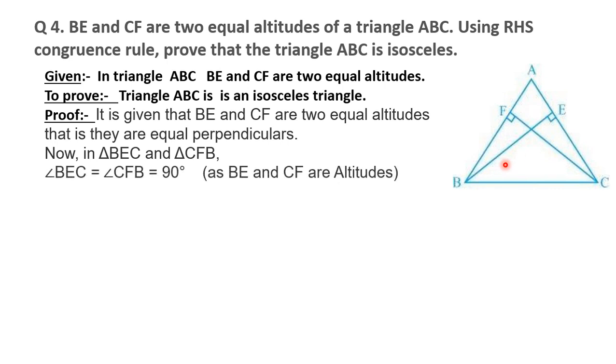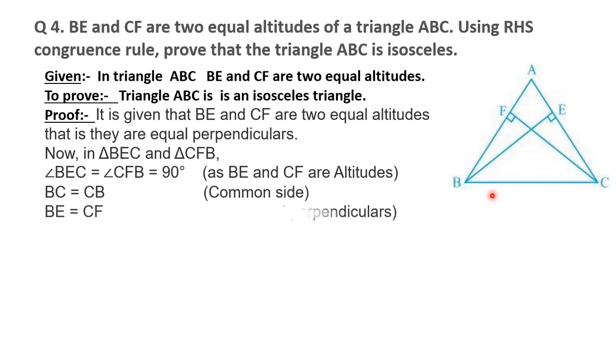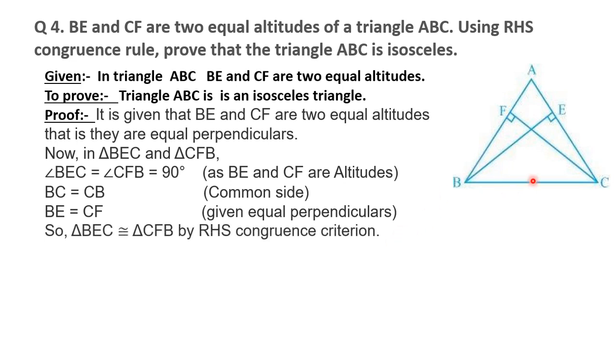We prove these two triangles are congruent. So for this, angle BEC is equal to angle CFB, equal to 90 degrees, as BE and CF are altitudes, that is perpendiculars. Side BC is equal to side BC, it is the common side for both the triangles, and BE and CF are the equal altitudes, as given. So by the RHS congruence rule, we can say triangle BEC and triangle CFB are congruent.